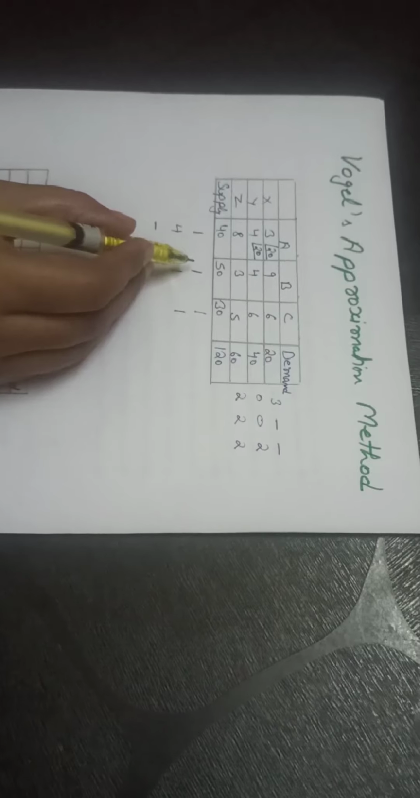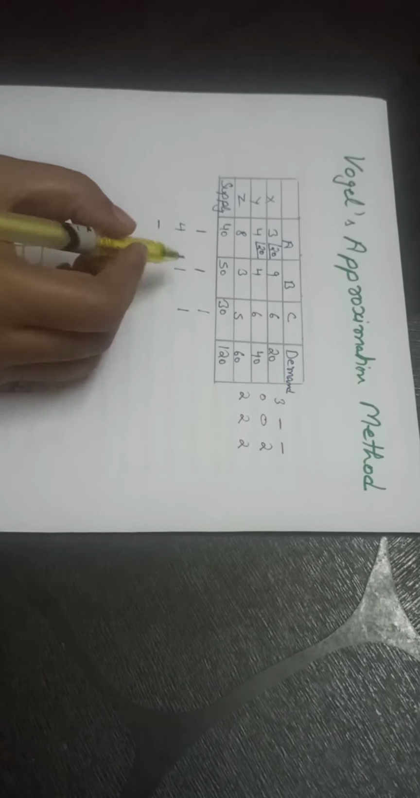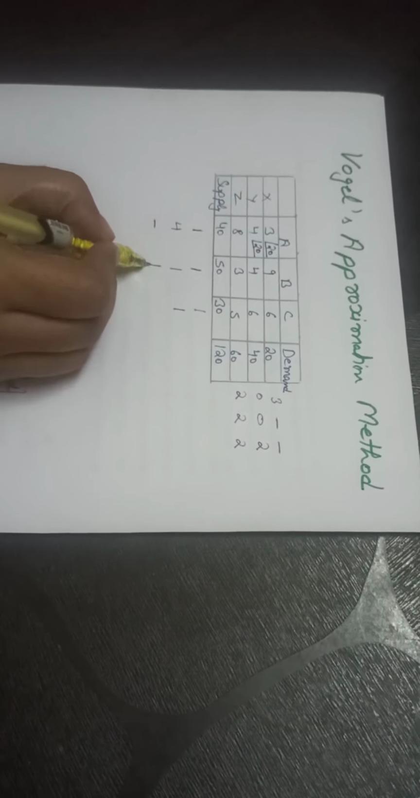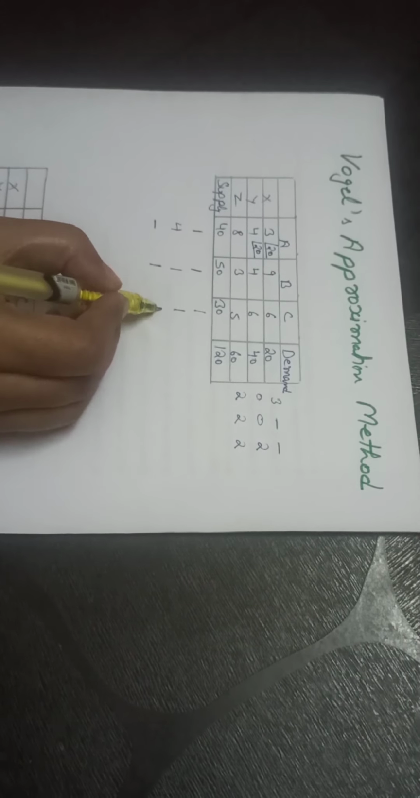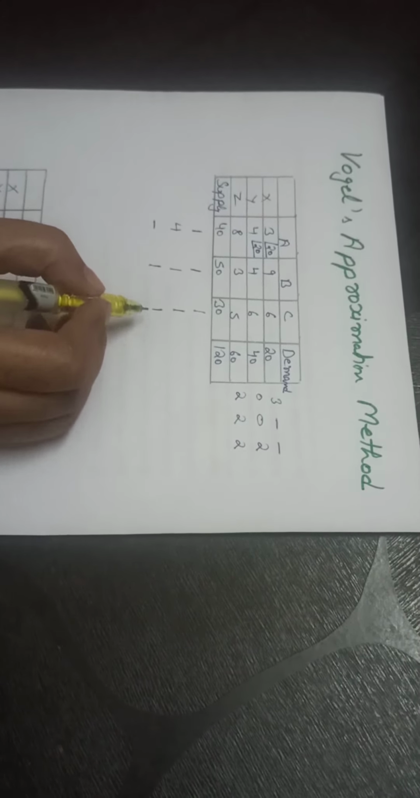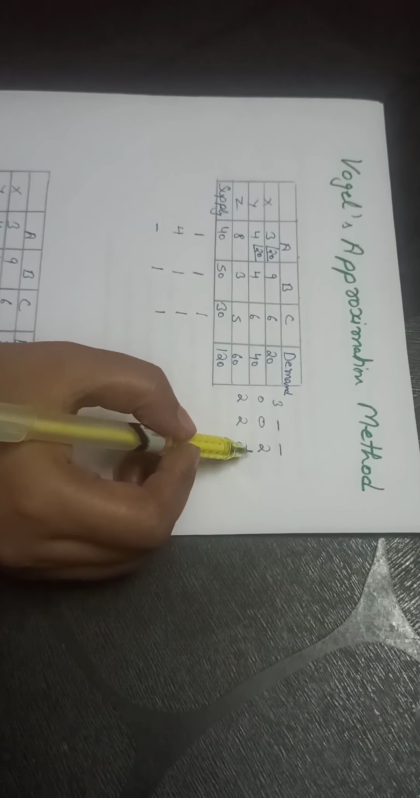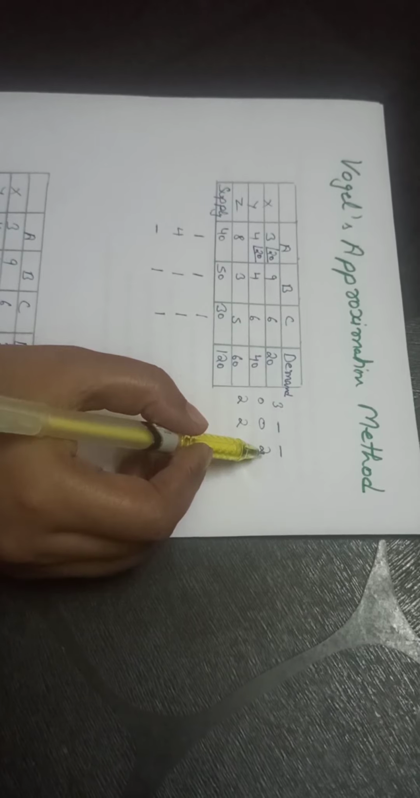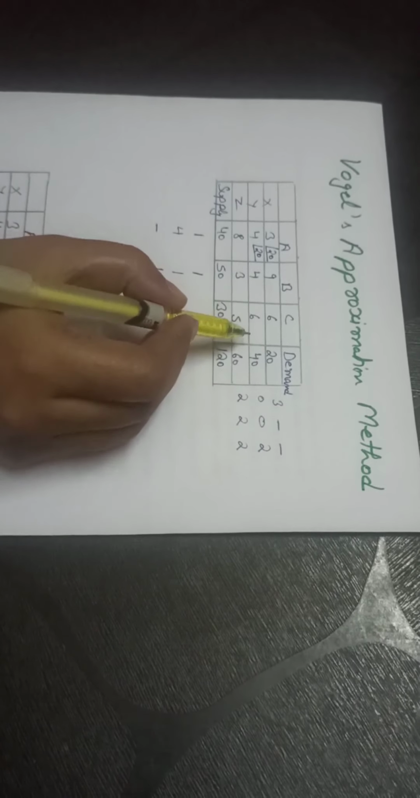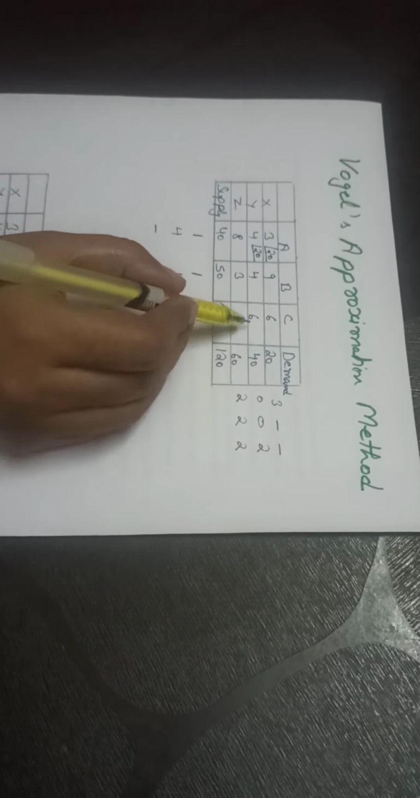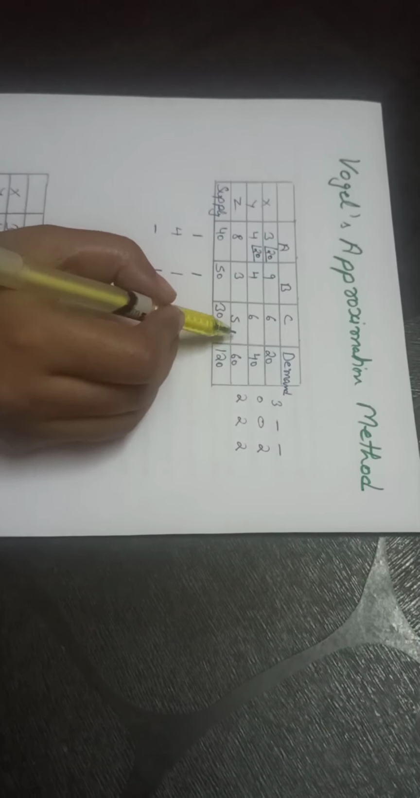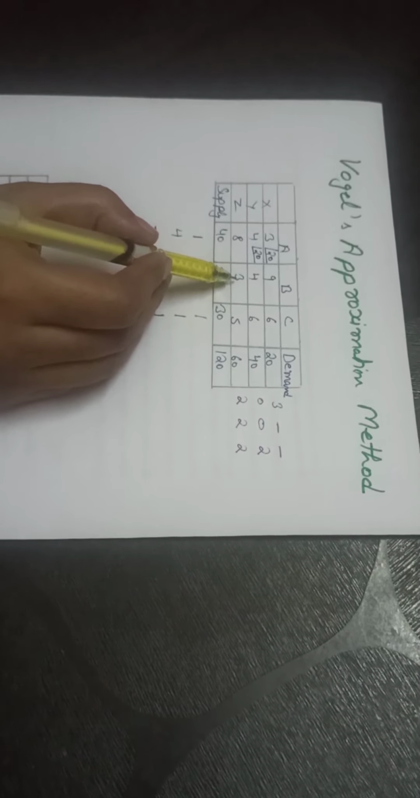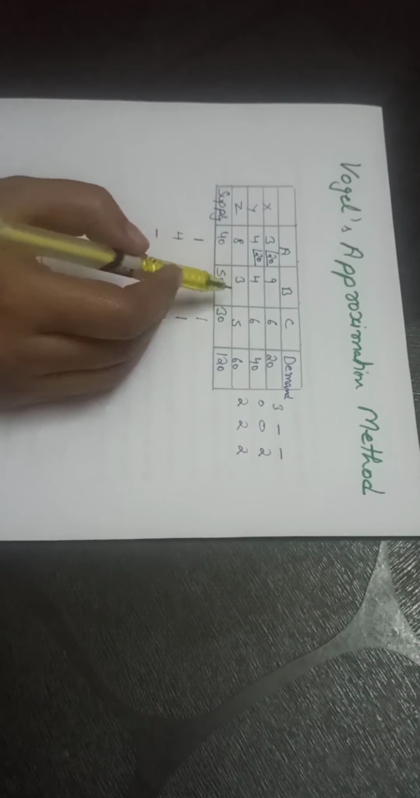Now we come to the columns. In the column we have 4 and 3. 4 minus 3 is equal to 1. 6 minus 5 is equal to 1. We can see our greatest penalty is 2 and 2. We can give the allocation in either row, the second row or the third row. We will check where the least cost is, and 3 is our least cost. We will do our allocation in this cell.